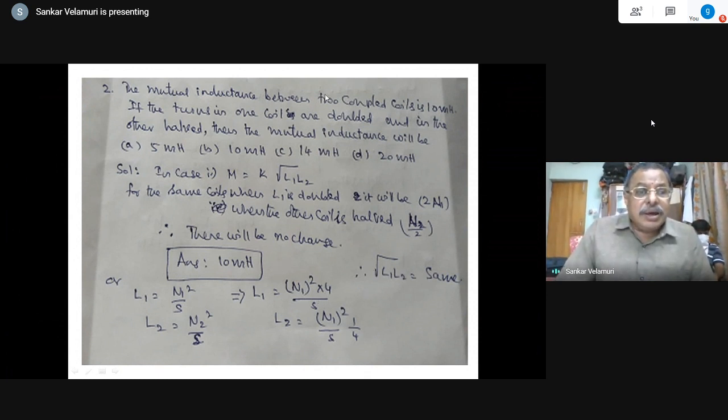Therefore, the mutual inductance between the two coupled coils is also going to be the same, equal to 10 millihenries, because M is equal to K into square root of L1 L2. K is assumed to be 1 indirectly in this case. So this is the answer. If any clarity is required, you can write in the Google form, then we will answer that.